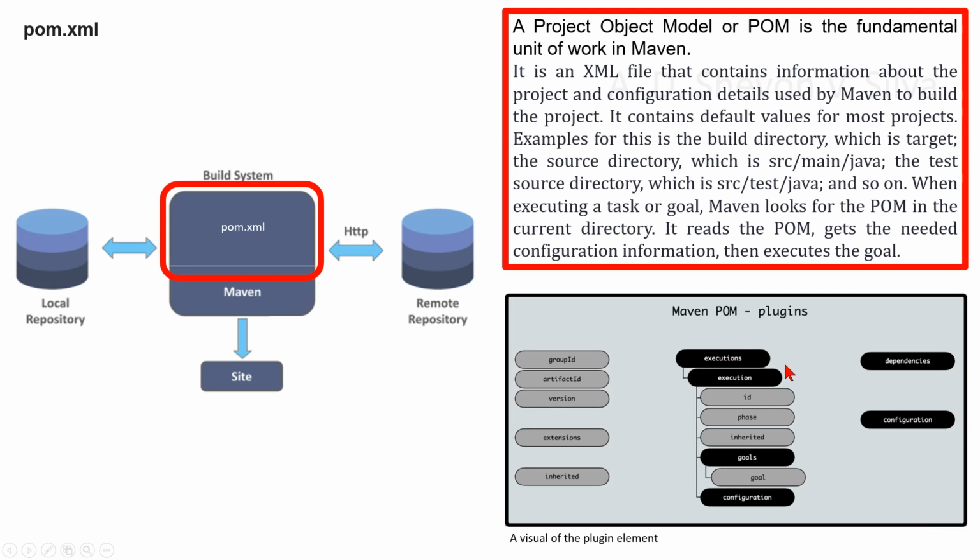Here you can see the Maven POM plugins. Here you can see group ID, artifact ID, version, extensions, and inherited. Here are the executions, and under execution there is an execution ID, phase, inherited, goals, and configuration. Under goals you can see goal. Here you can see dependencies and configuration.